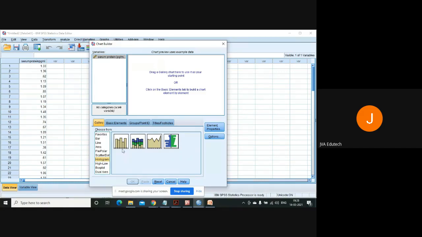Now you will find that it has four kinds of histograms. The first one is a simple histogram. This is used when you only want to see the frequency or scores of a single variable. The second one is the stacked histogram. If you have a grouping variable, or more than one variable, you can produce this stacked histogram. Then the frequency polygon displays the data like a simple histogram, but it uses a line instead of bars.